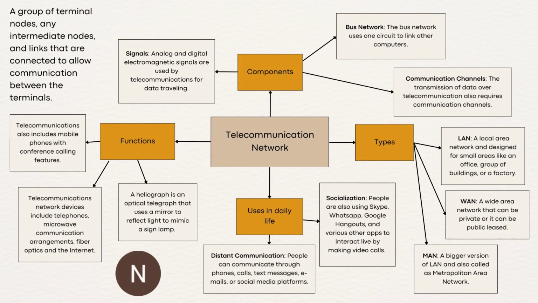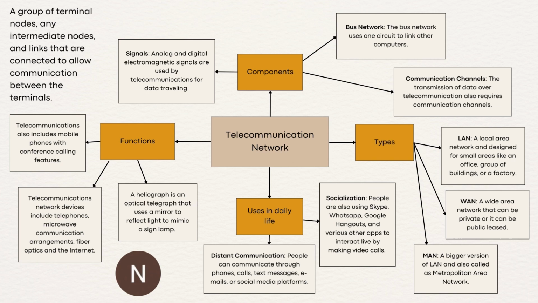A telecommunication network is a group of terminal nodes, any intermediate nodes, and links that are connected to allow communication between the terminals. The components: signals. Analog and digital electromagnetic signals are used by telecommunication for data traveling. Bus network. The bus network uses one circuit to link other computers. Communication channels. The transmission of data over telecommunication also requires communication channels.